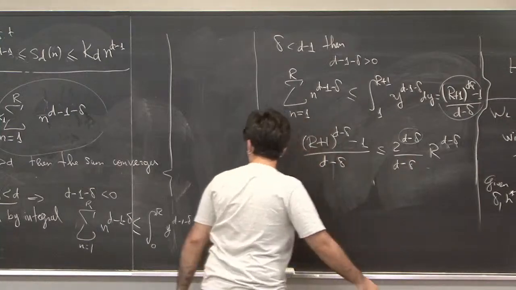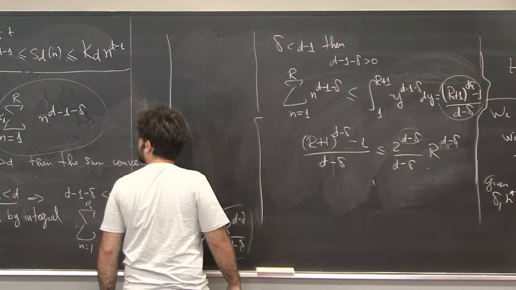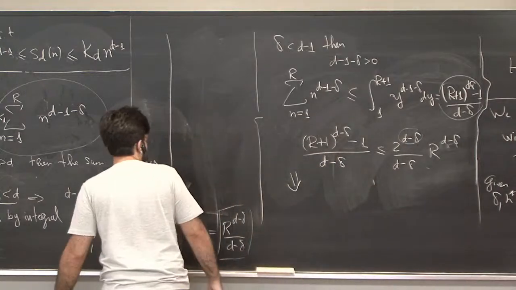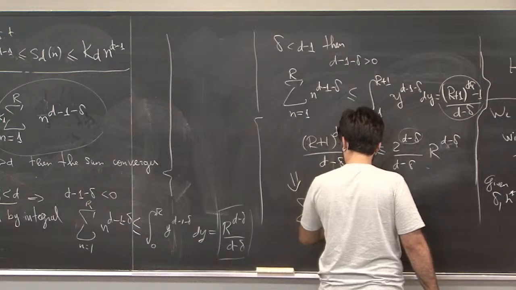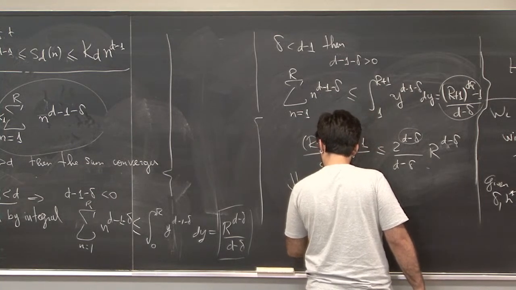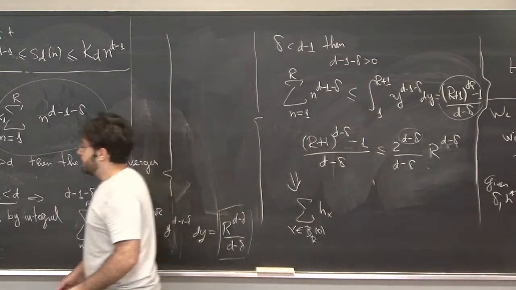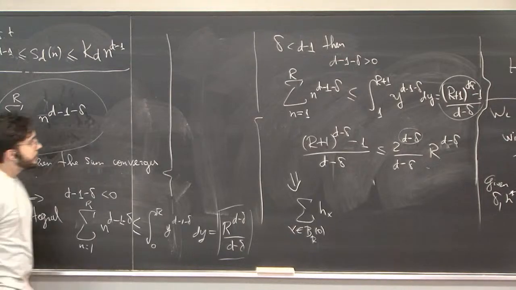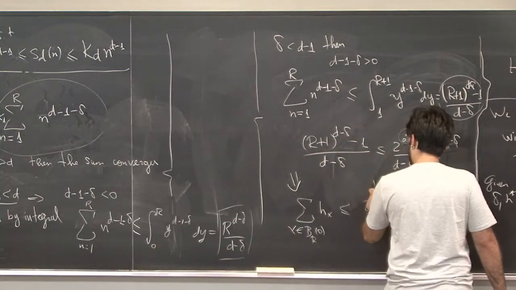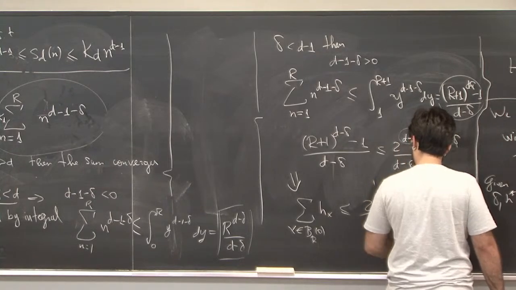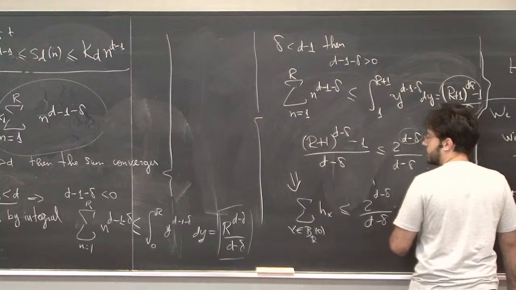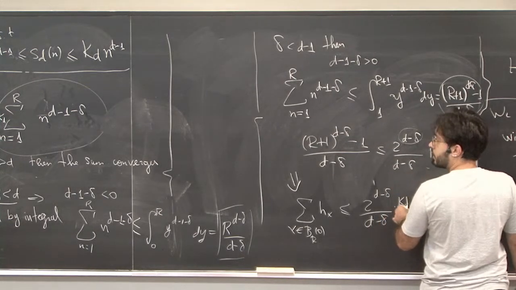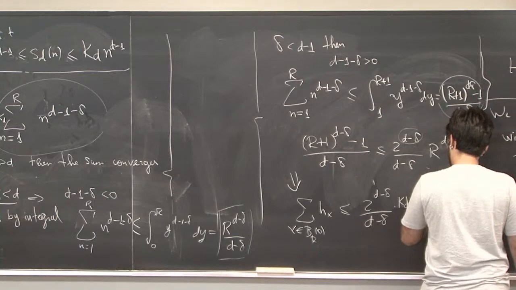So this calculation together with this calculation over here implies that the sum of h(x) over x in B_r(0) is less than 2^(d minus delta) times k_d times h star times r^(d minus delta).